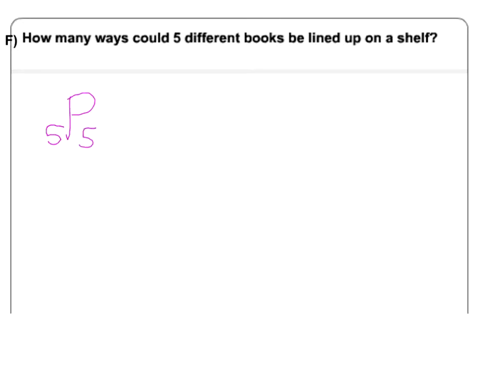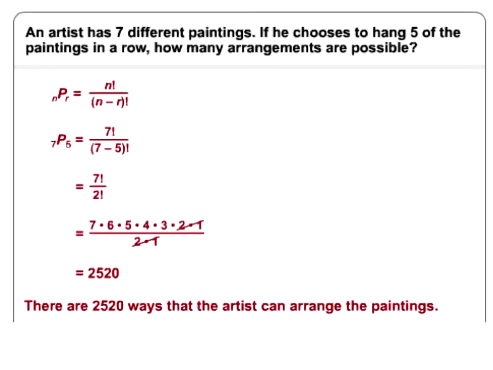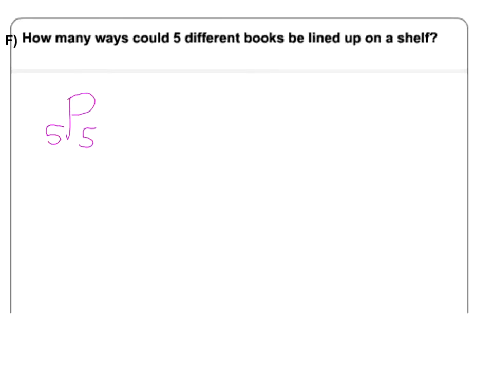So let's compare this to the last one real fast. I want to make sure you guys got this. In this example, 7 paintings total, he's choosing to hang 5 of them. That's how we got our 7 and 5. This time, how many books were we talking total? 5. How many books are they putting on the shelf? 5. They're using 5 and 5. So let's try our formula: n factorial over n minus r factorial. Please try and plug in your numbers and see what you get.